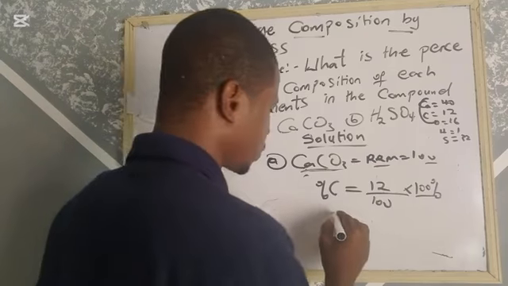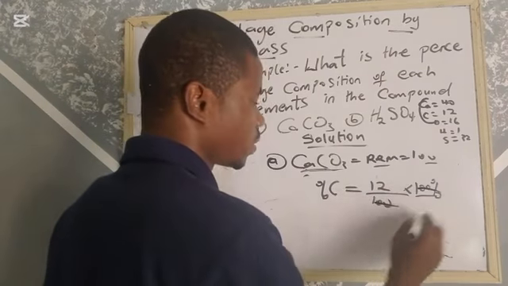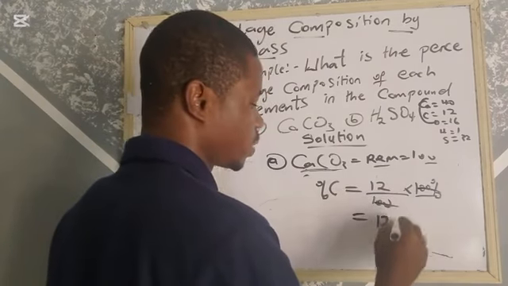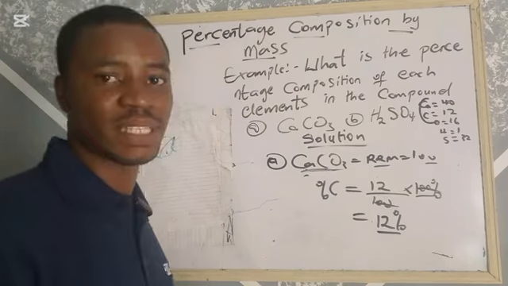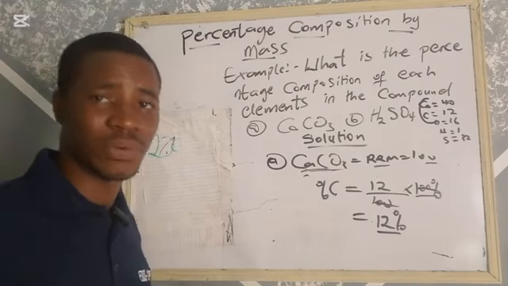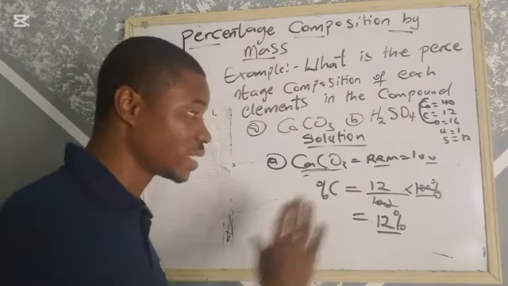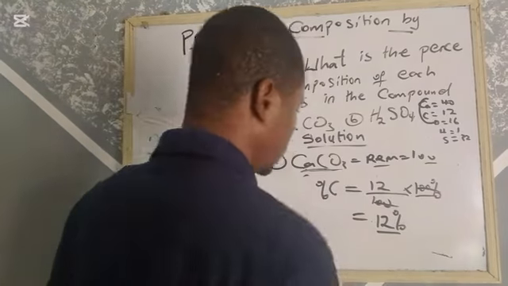So this 0 cancels this 0. What are we left with? We are left with 12 times 1, which is still 12%. So the percentage composition of carbon in this compound is 12%. You see, the calculation is that simple and very easy. Okay, that is all. The next one is oxygen.